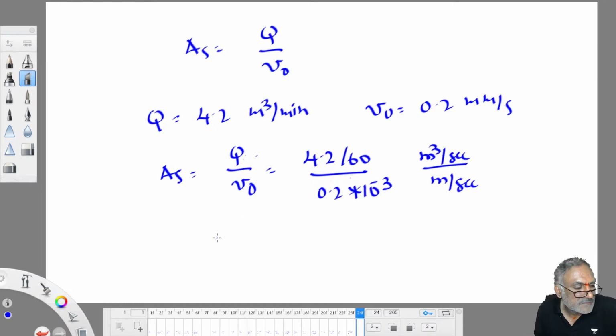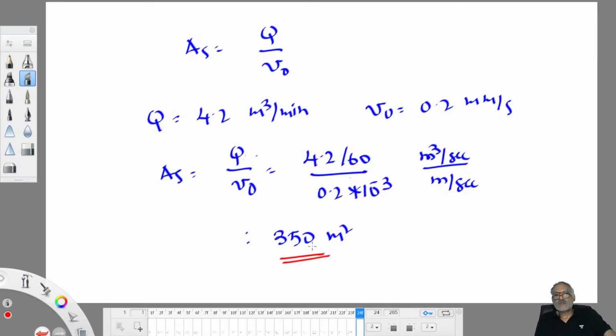Can you work it out now? Working it out along with you, I got 350 square meter. This is a 2 marks question. Is there any difficulty in answering it? Nothing is there. Straight 2 marks questions. These are so simple and so easy. This kind of question only they will ask.